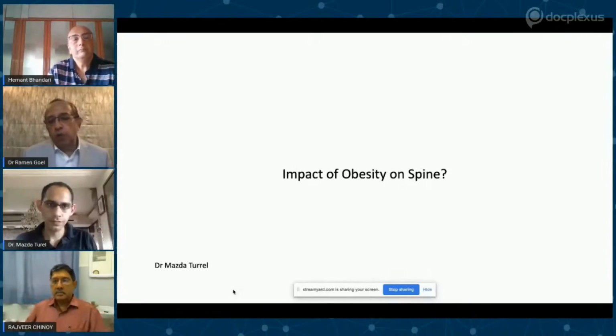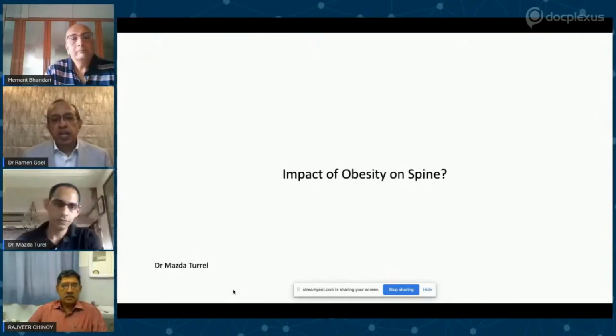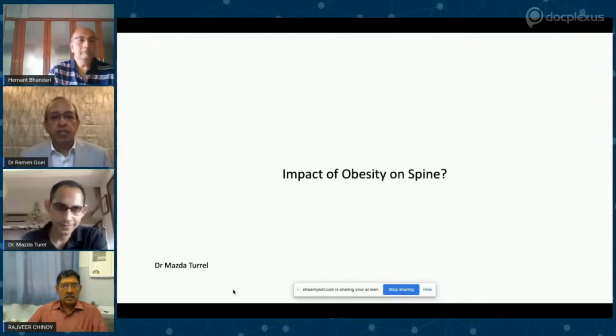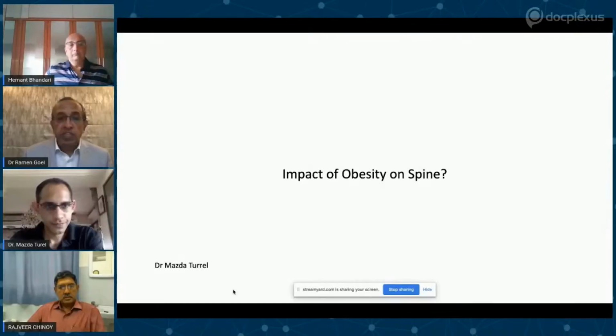We shift from the overall discussion of bone to specific issues. A very large number of our patients, almost all of them, including the surgeons themselves, have backache problems. And when you have backache problems, it physically limits us. The obese people who are overweight have all the more issues. So we have Dr. Mazda Turel, who does a lot of spine surgery at our Wockhardt Hospital in Mumbai, with us, and I invite him now.